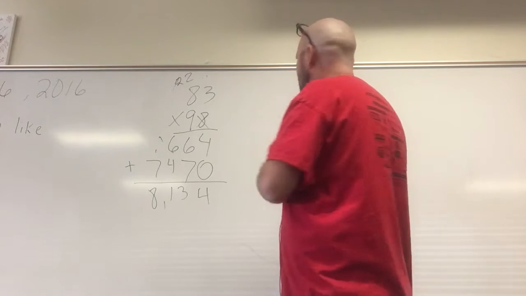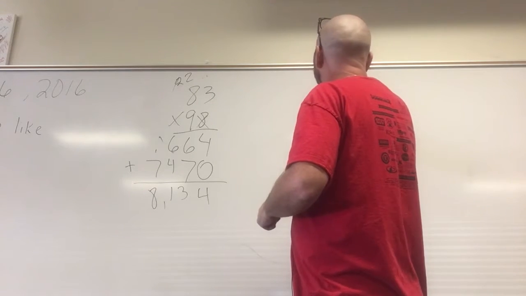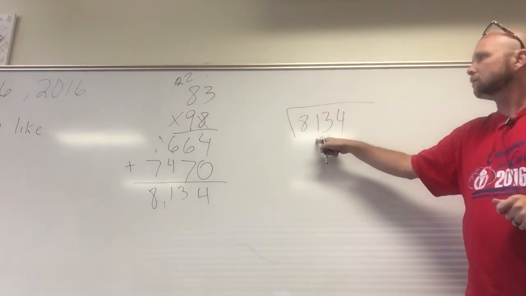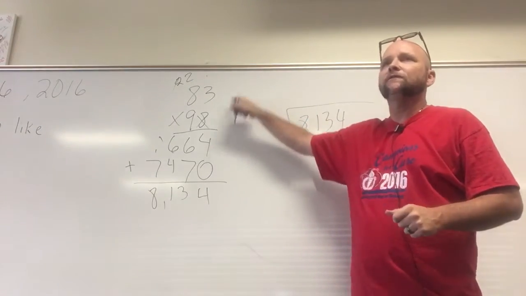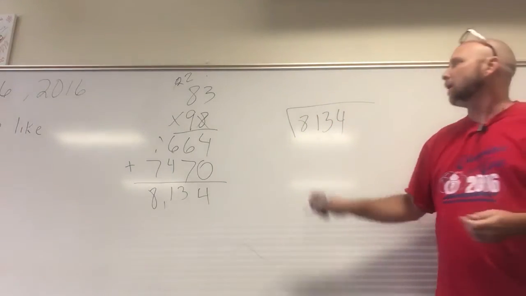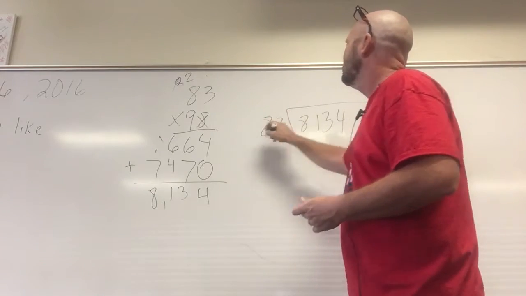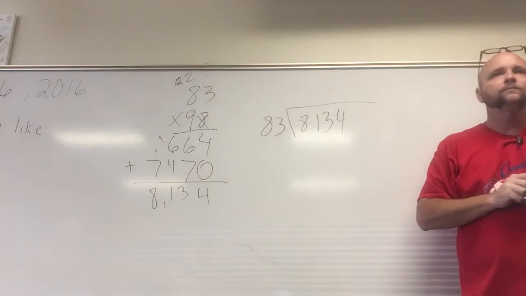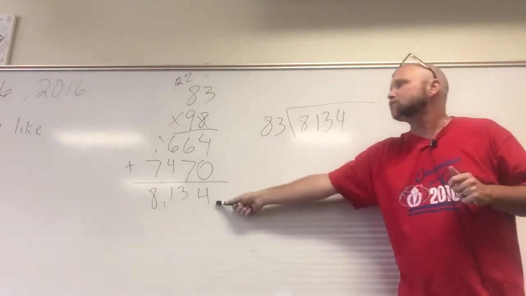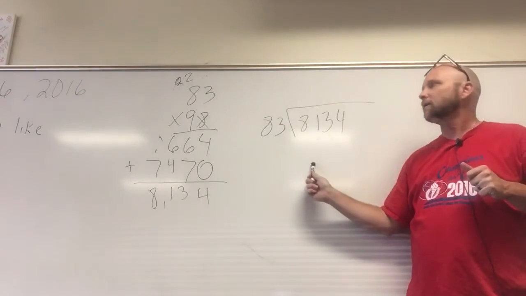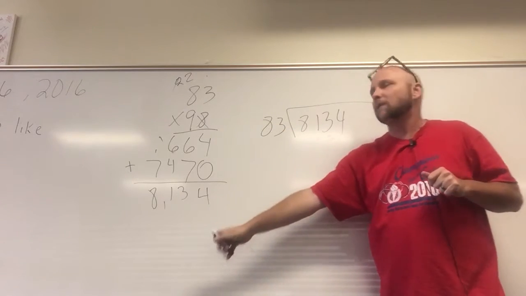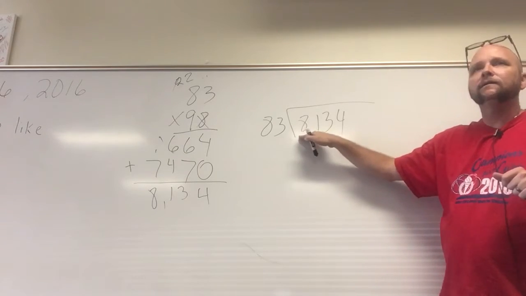All right, this is what I'm going to do, Maya. I'm going to take my product, 8,134. That's my new dividend. I'm going to take one of these factors, either 83 or 98. Which one you want to take? 83. That is my new divisor. If I did this right, then my answer should be 98.